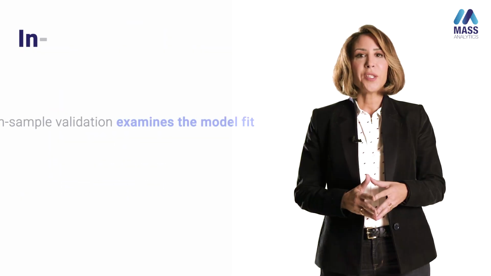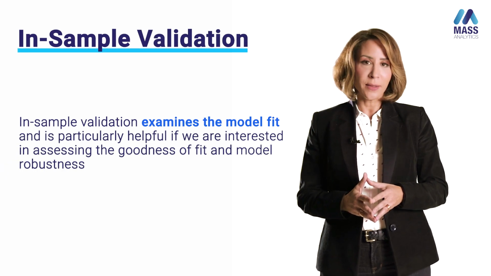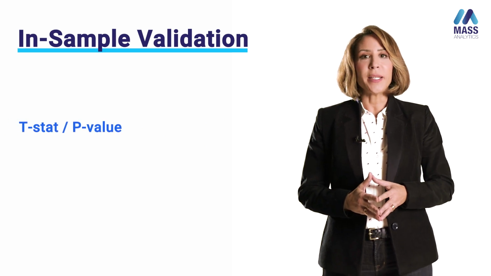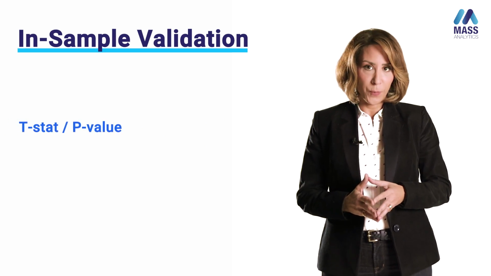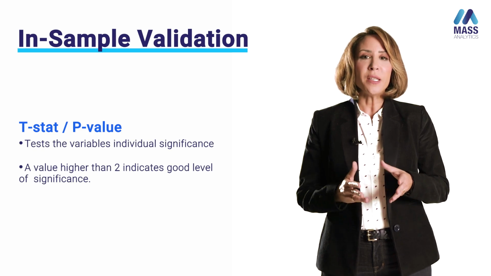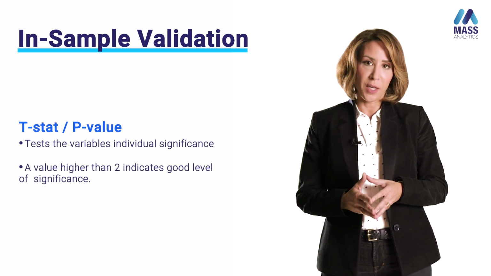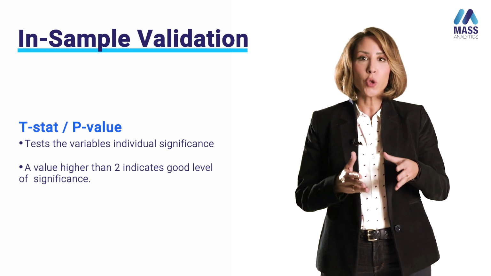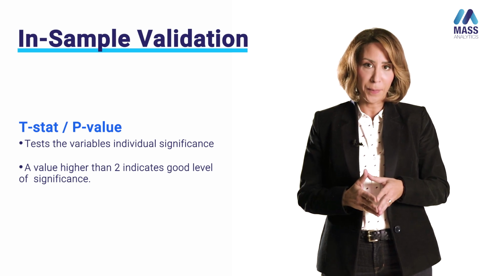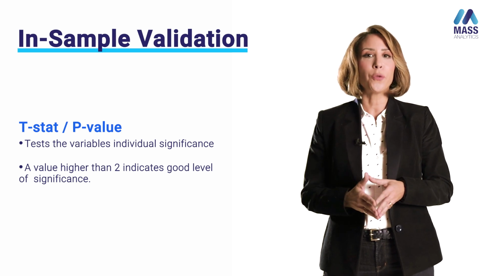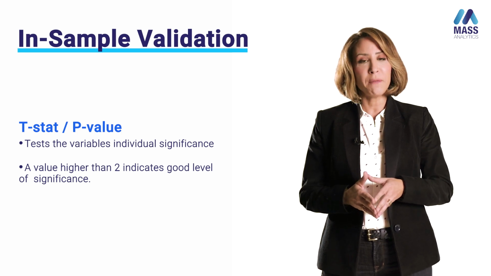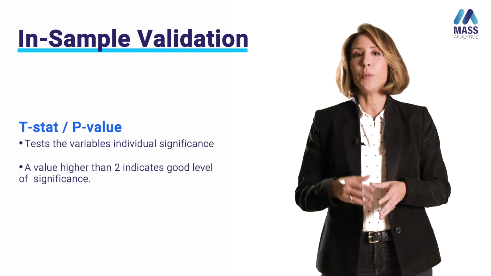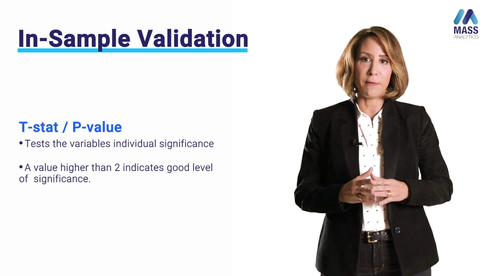In-sample validation. Different metrics could be used in the context of in-sample validation. The first one I could cite here is the t-stat, or the p-value. The t-stat measures the individual significance of each variable. It tells us whether the variable that we are studying has a true impact on your KPI. Generally, we would love to go for t-stat that are above 2 or a p-value that is less than 5%, because it means that there is a true relationship between the independent variable and the dependent variable.